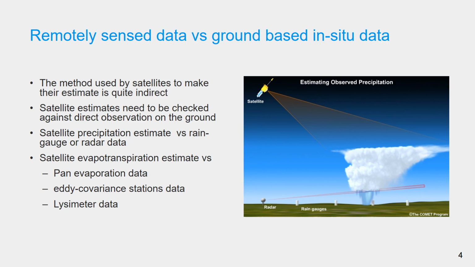Satellites observe specific atmospheric characteristics such as cloud temperature and precipitation particles, using instruments mounted on them to estimate when, where, and how much precipitation is falling. Because of the indirect nature of their estimates, satellite estimates need to be checked against direct observations on the ground. Satellite precipitation estimates can be compared against rain gauge or radar data. Satellite evapotranspiration estimates can be compared to pan evaporation data, eddy covariance station data, or lysimeter data.